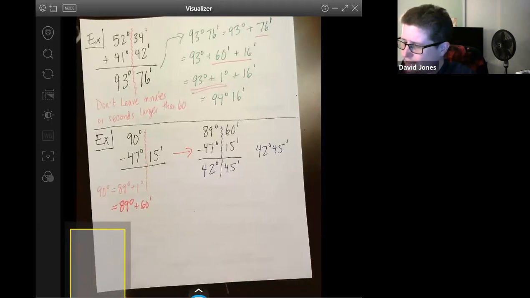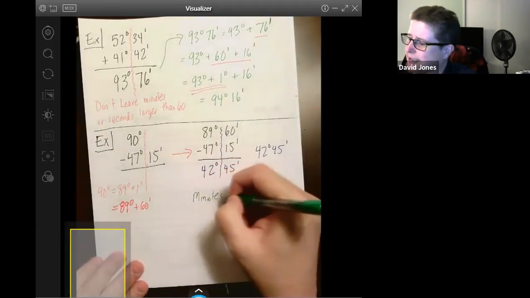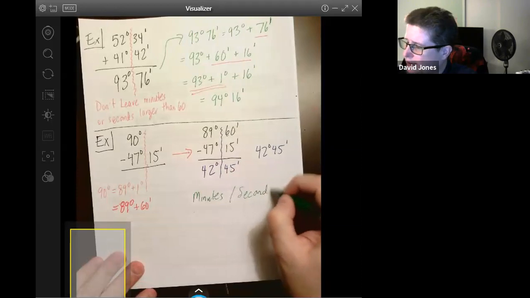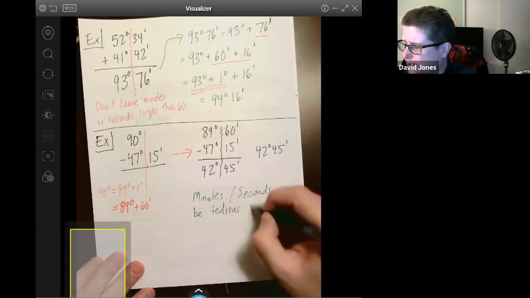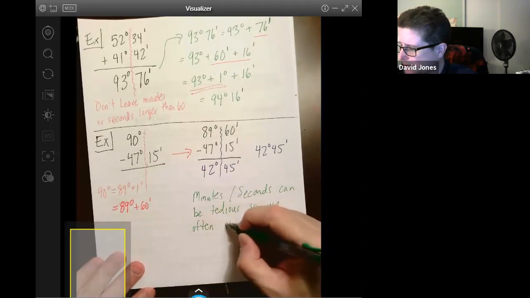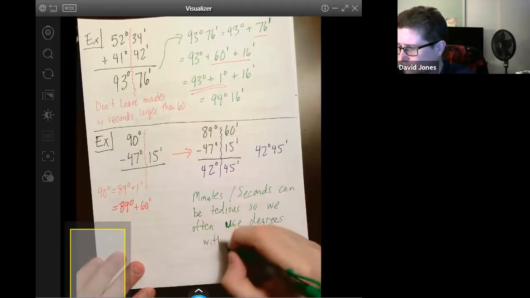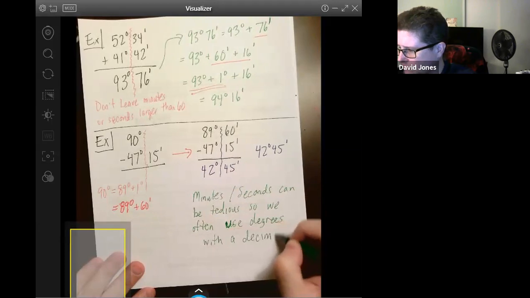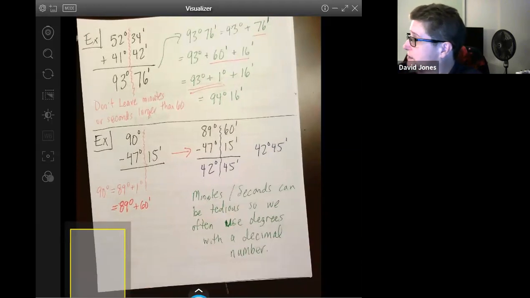But minutes, seconds can be tedious. So we often use degrees with a decimal. The decimal number. So I'll pause it, let you guys write that down.